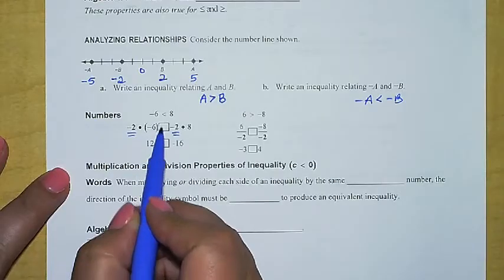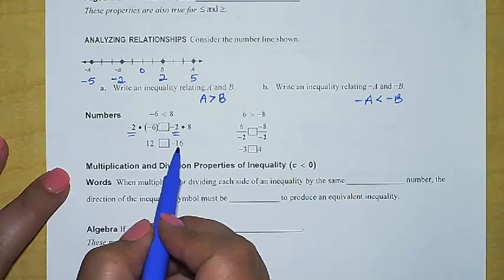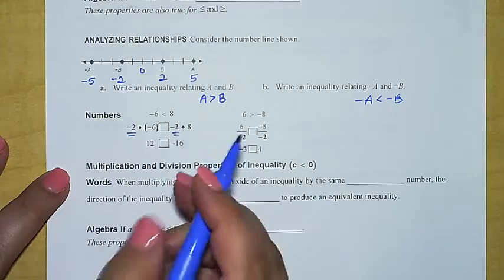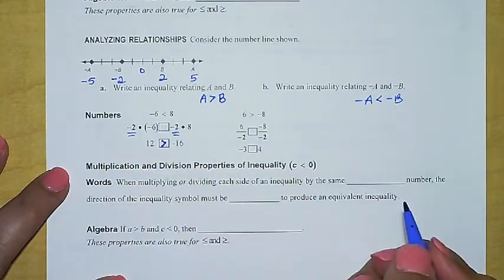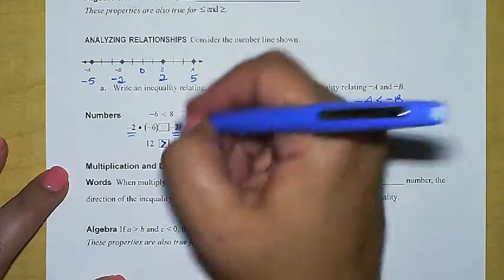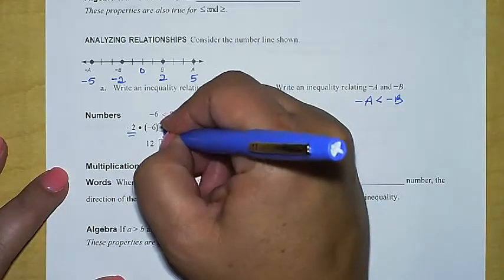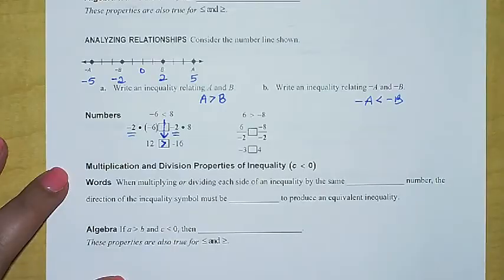Is positive 12 still less than negative 16? The answer is no, right? We know that positive 12 is now greater than negative 16. So we can see how multiplying by that negative forced us to flip our inequality.